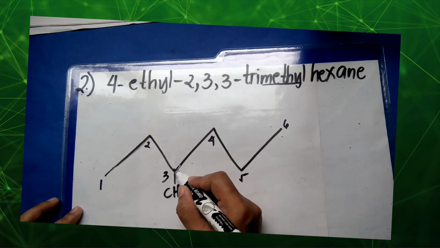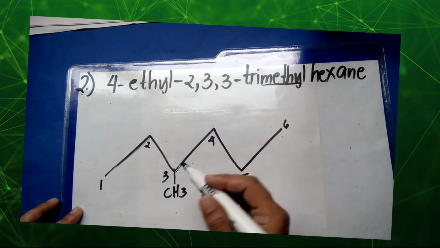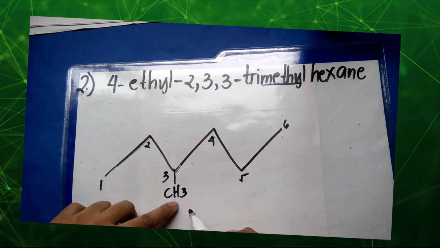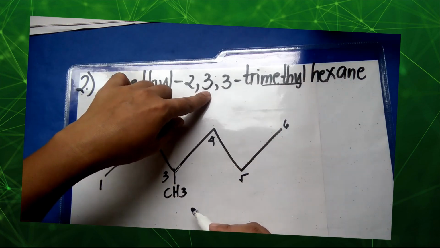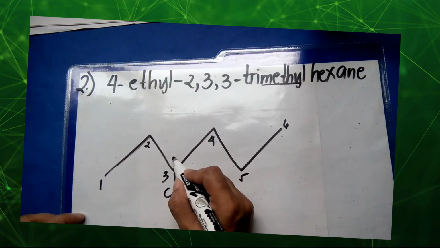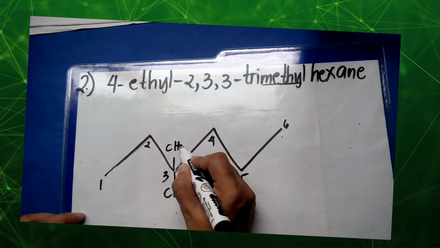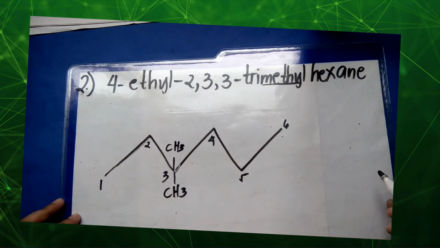Again, ulitin ko po. Sa number 3, mayroong methyl. So ito na po yun, number 3, there is one methyl. Another number 3 daw po, there is a methyl. Another number 3. So ibig sabihin, maglalagay po ulit ako ng isa dito. And that is also a methyl, CH3.